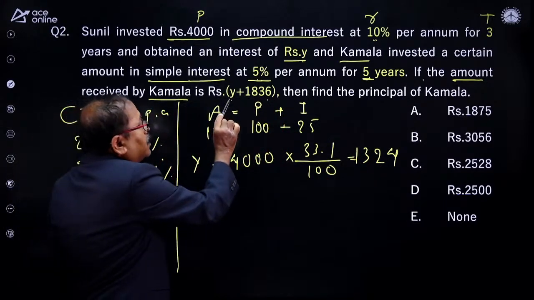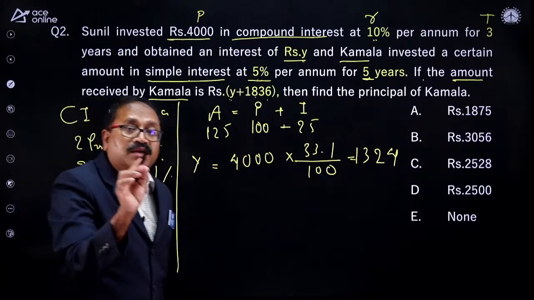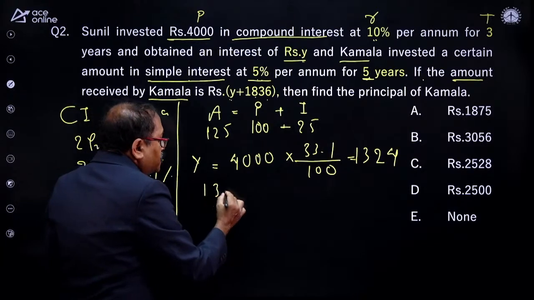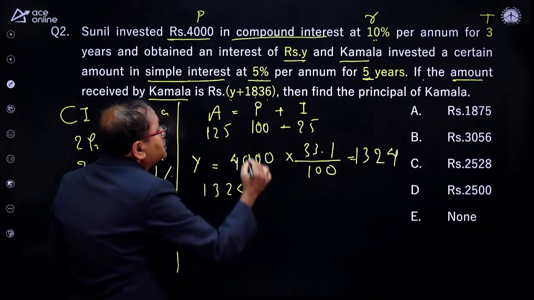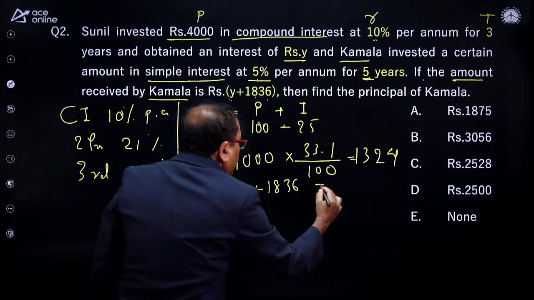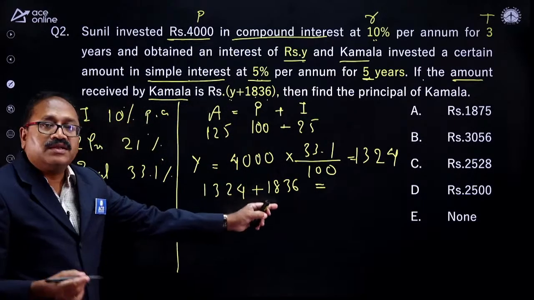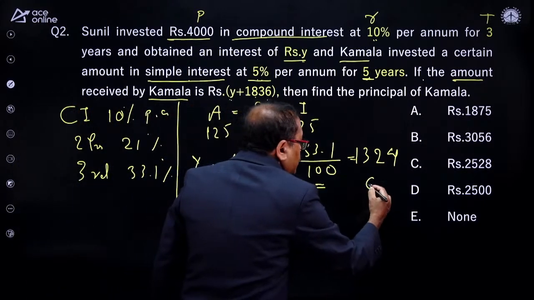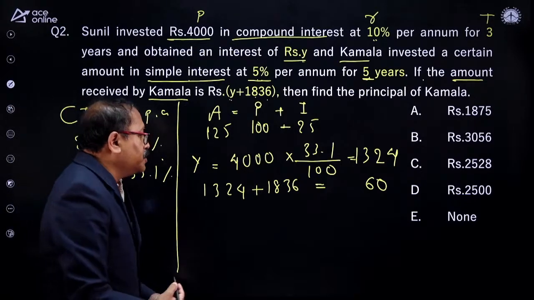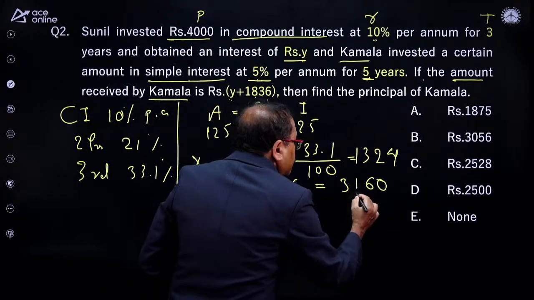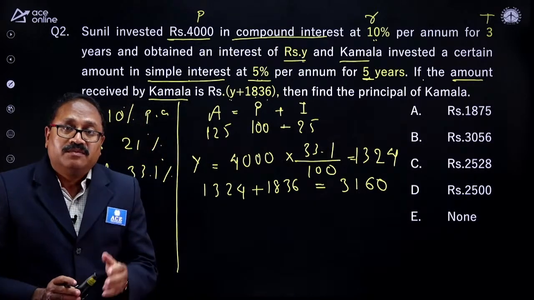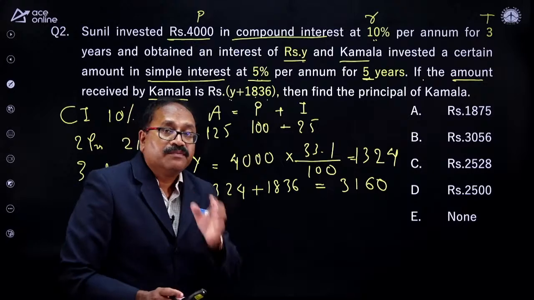When I add Y to this number, I get the amount. What is that amount? Let's find it out. 1324 plus 1836. 24 and 36 gives 60, then 18, 28 and 31. So this is the amount, which is 125%. But you have been asked what the principal is.